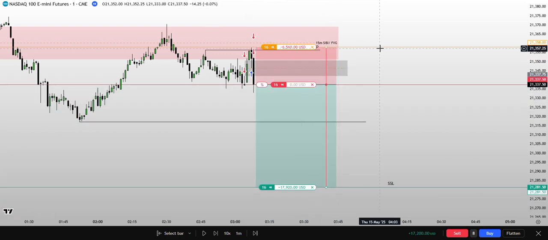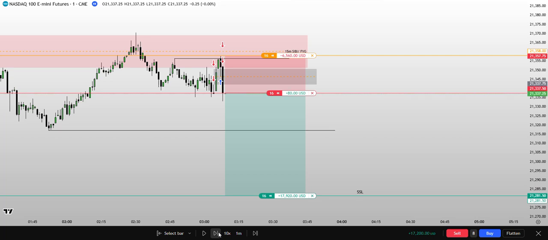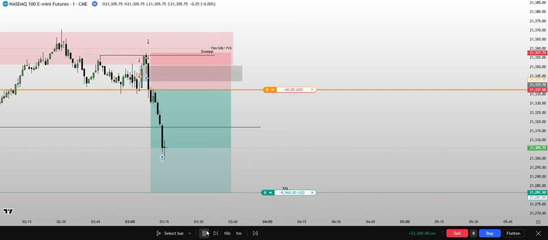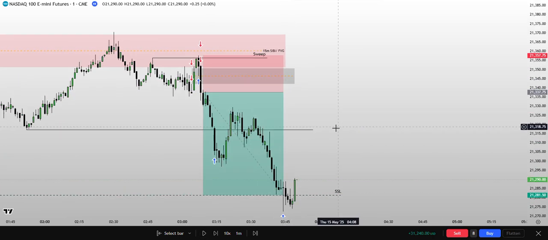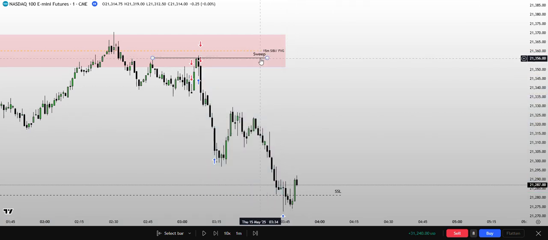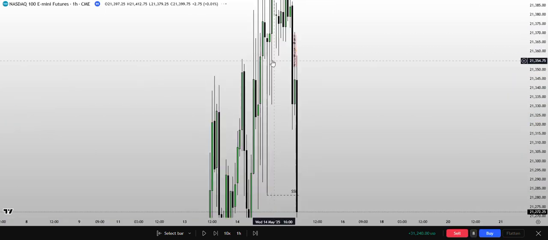Scale out half of that low if we get it. See if we do get it. So got half there. We'll go break even now. See if we get that low. And we get it. So that would be 2 wins, 2 losses on the week so far for this session.